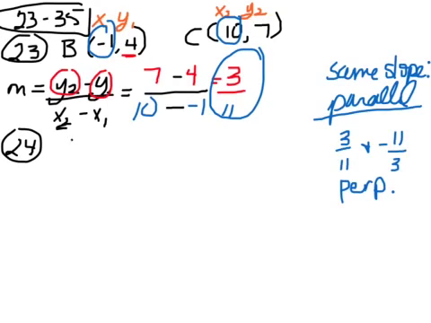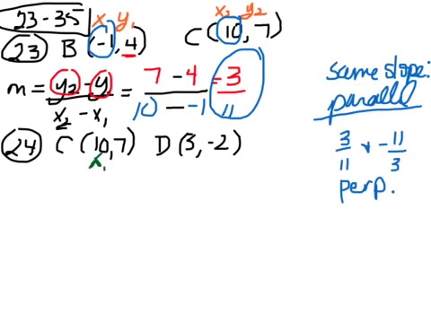24, they give us the point C, which they've already told us was (10, 7), because this is one big figure we're drawing. And now we get D, which is (3, -2). Okay, so I have to do the slope formula again. And again, I can relabel if I want to. Maybe this time this is my x1, y1, and this is x2, y2.